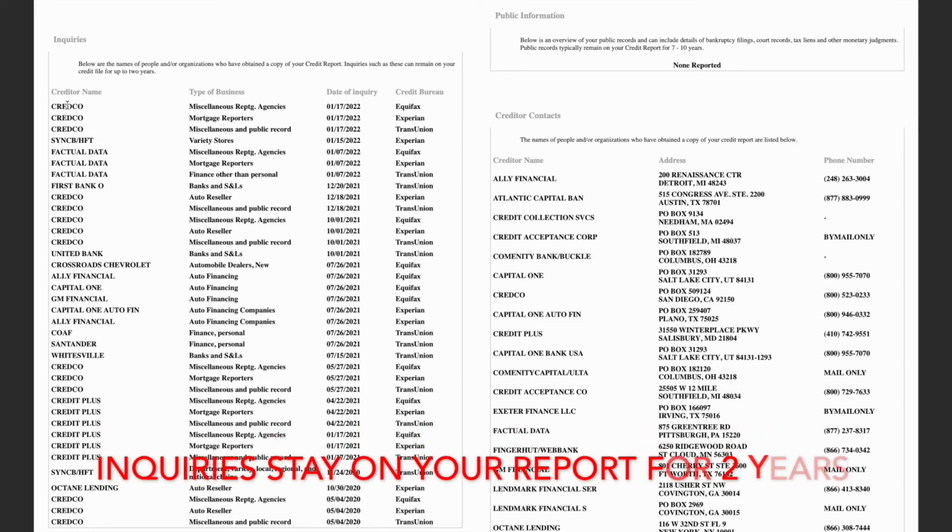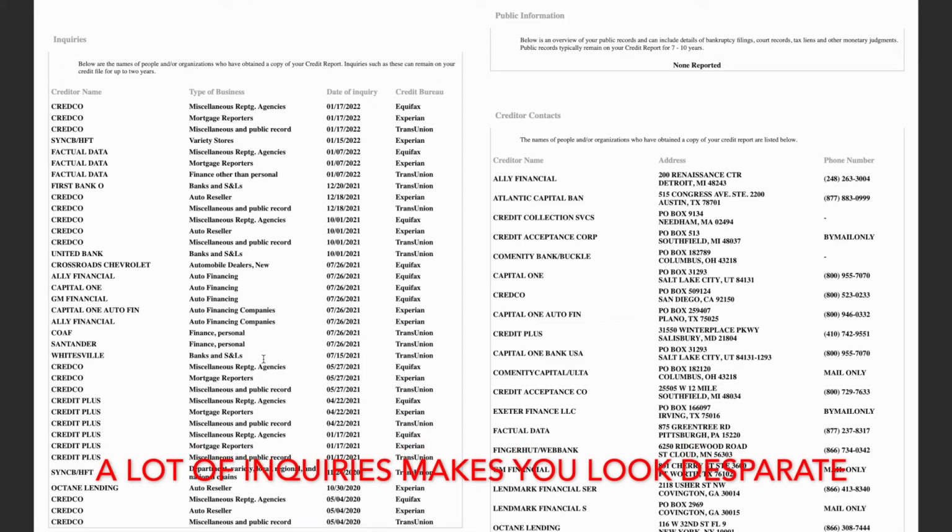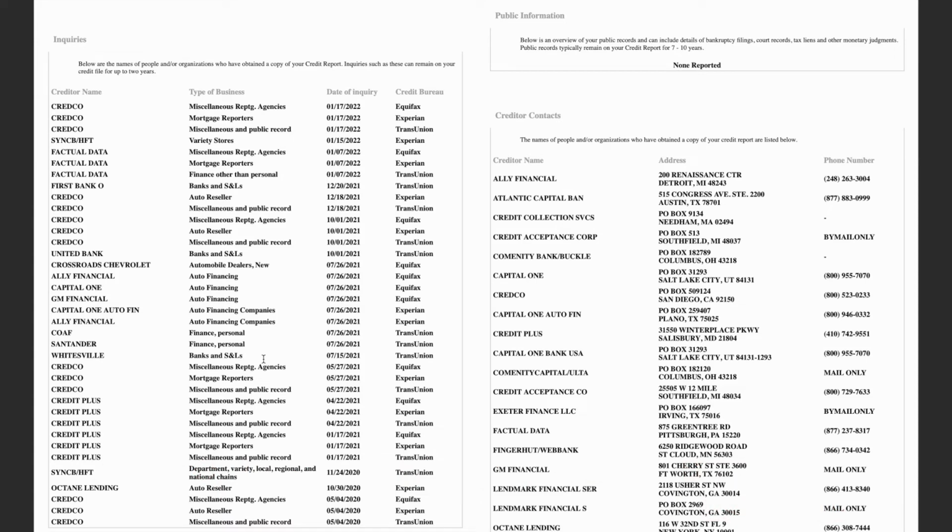And they say that inquiries only affect 10% of your credit score. But there are actually lenders out there that, if they see you have like 40 inquiries, will think, okay, this person is desperate. And let me ask you a question. Would you want to lend money to somebody that comes off as desperate? They ask a lot of people for money, and of course you're going to say no. That's how a lot of lenders look at it. So what you want to do is always stay on top of your inquiries.